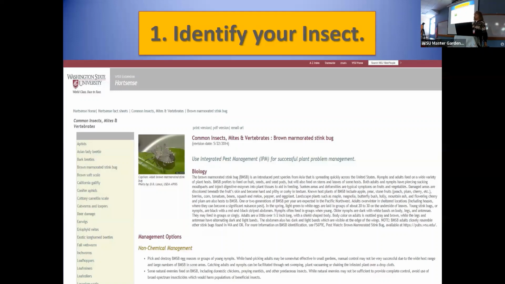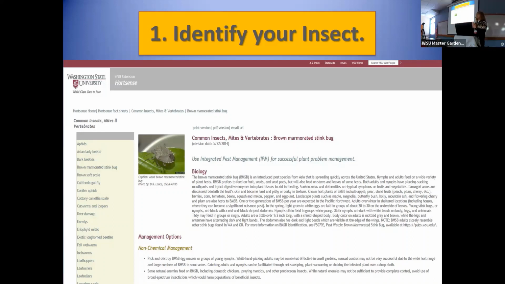And you're taken to an entire page then on the brown marmorated stink bug. So this is really valuable as you're trying to ID insects. So notice there's a picture, so that helps with ID. But there's also a written description in that section on biology that will go through and point out the significant points that you need for identifying that insect. So it'll tell you what are the things that you need to look at.